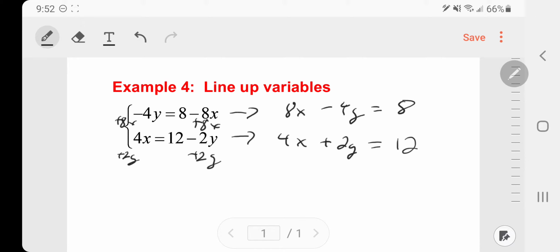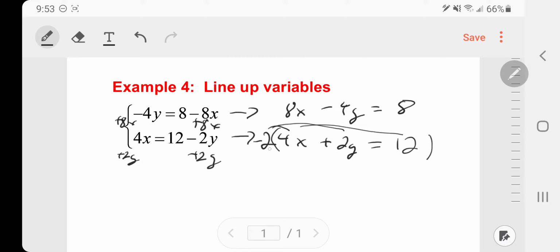Okay, now we have our variables lined up, our x's, our y's, and our numbers are all lined up here. Now we can look for a way to eliminate one of our variables. We can actually do either one here. Let's go ahead and eliminate the x's on this one. So I have an 8x here, I have a 4x here. What I'm going to do is multiply my bottom equation by negative 2. Now what that does is that makes my 4x into a negative 8x, which means it will cancel out. It will eliminate when I multiply.